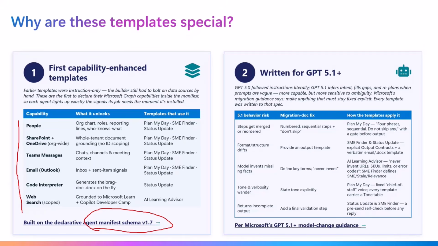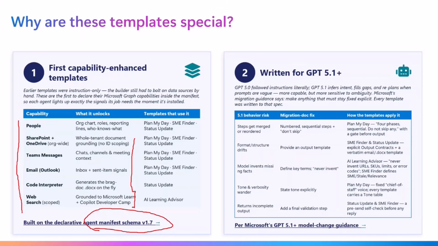For example, the people capability is preloaded in these templates. What that means is some of these templates like SME Finder, they have all visibility into your org chart. They have the visibility to what roles people work with, across reporting lines and who knows what. SharePoint and OneDrive supports full tenant grounding. If you look at email and Outlook, again, they refer to your personal context of information. Basically, if you put all of this together, we are giving all of these agents work IQ.